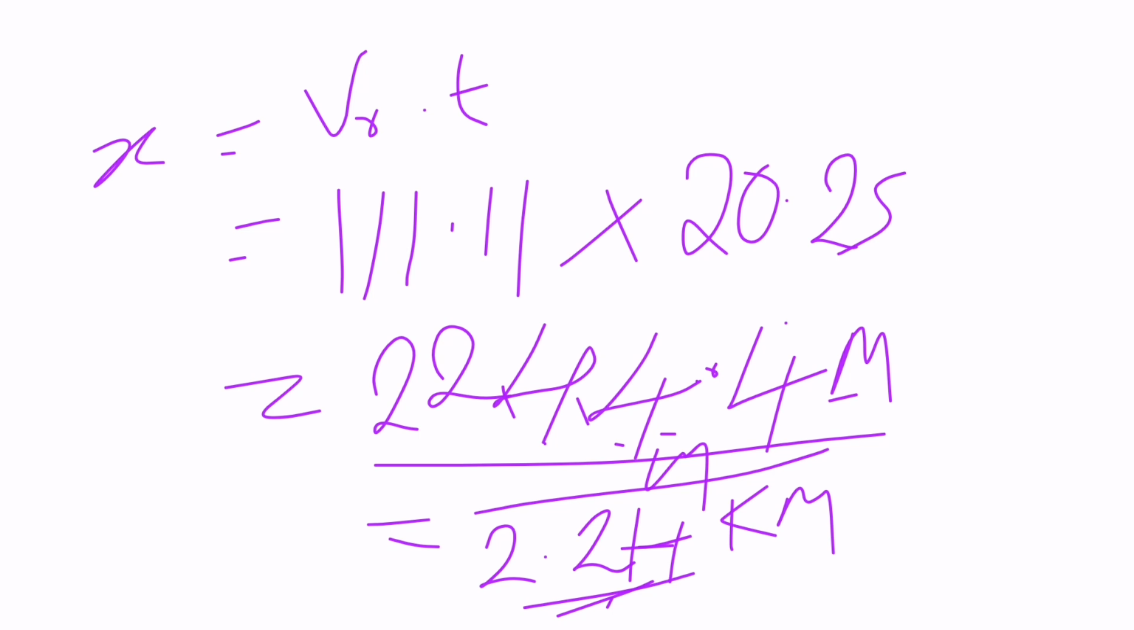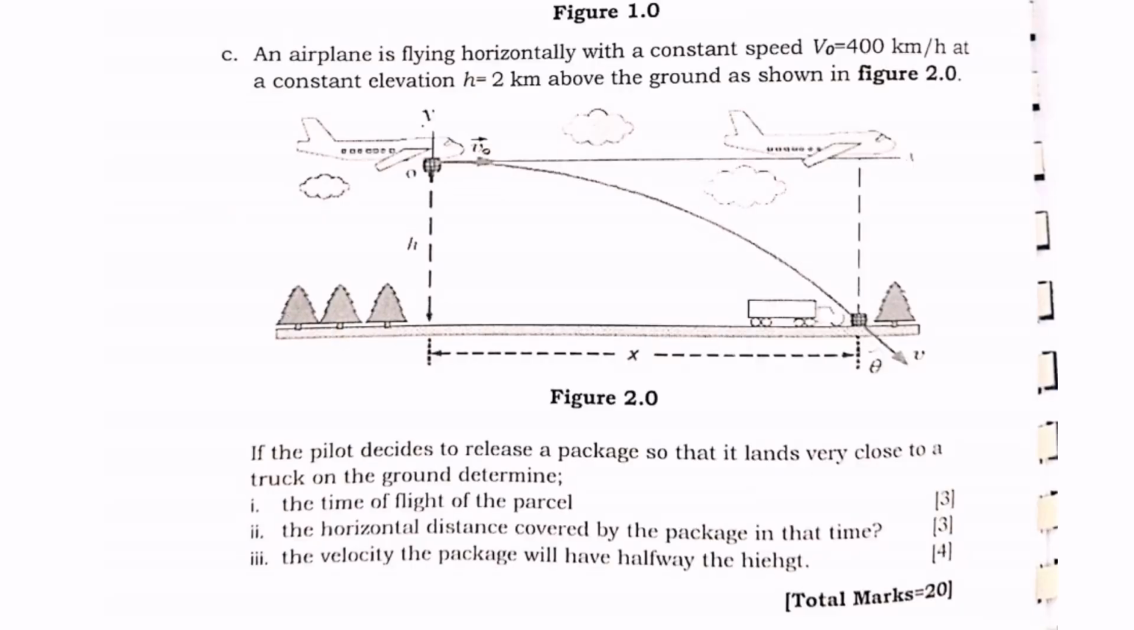Now let's proceed to the last question. That question says: the velocity of the package halfway the height. So what will be the velocity of the package at the halfway point? This is the halfway. So how can we answer the velocity for the halfway? What should you do here? The first thing we need to do is divide the height.